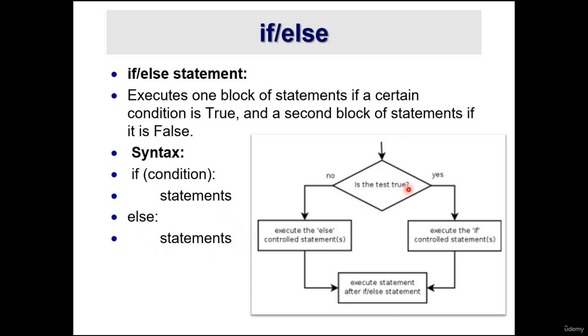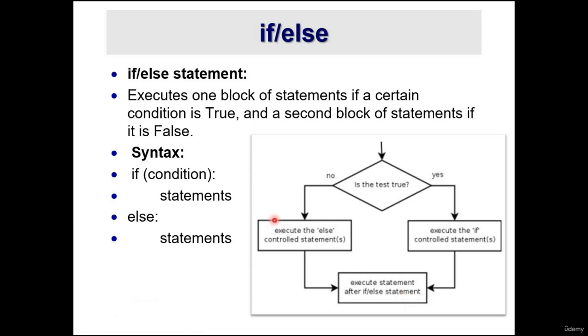Test is true. If it is true, then execute the if control statement. If it is false, then execute the else control statements. So this is the concept behind it. If the condition is true, then we will execute the if control statement, and if the condition is false, then it will execute the else control statement. Then they both move to the statement after the if else statement. They will get out of this if else clause, and after that the rest of the code will be executed.